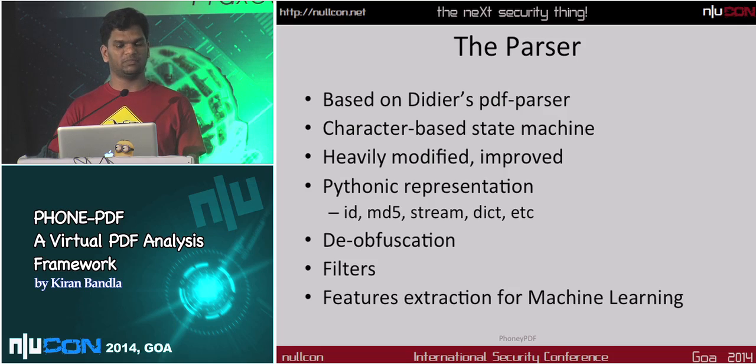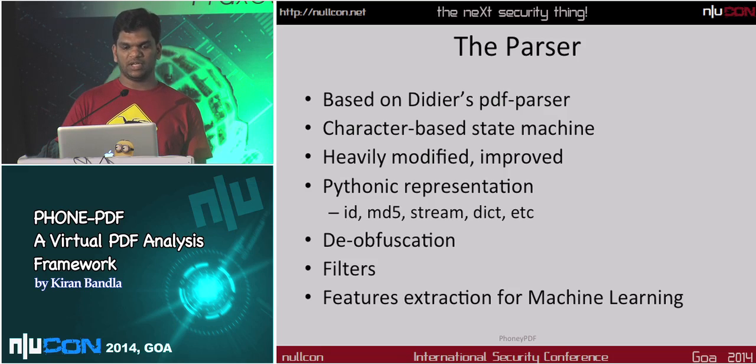One of the main things is the Pythonic representation of PDF objects. So every time we parse out a PDF, we get the raw object out of the PDF. And we create an equivalent object in Python, which has a very nice set of features, properties and functions for you to work on them. I'll show you in the next slide how it is.